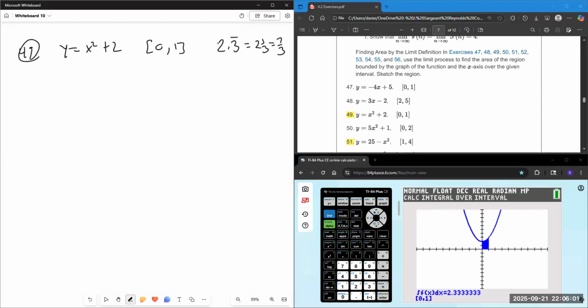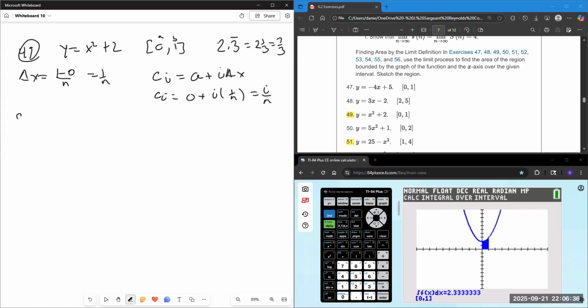So delta x, which is b minus a over n, is 1 over n. I'm going to define ci as a plus i delta x, where this is a, this is b, and c is going to be something that's in between a and b. So this is really my right endpoint, is what I've defined c as. 0 plus i times 1 over n is i over n in this case.